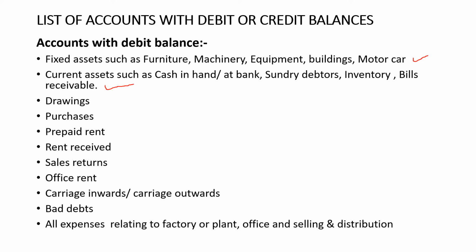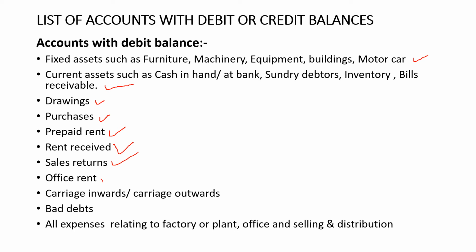Now next is drawings. Drawings are nothing but goods or cash withdrawn by the businessman for personal usage. Then next, purchases. Then prepaid rent, rent received, sales returns. Purchases, you'll get a debit balance. Purchase returns, you'll get a credit balance. Sales, you get a credit balance. Sales returns is a debit balance.